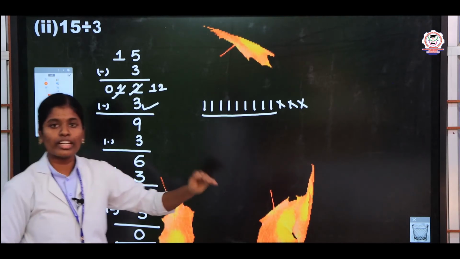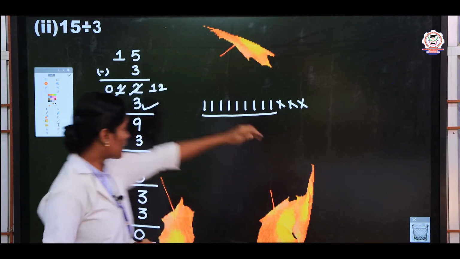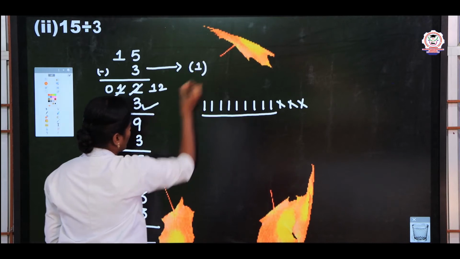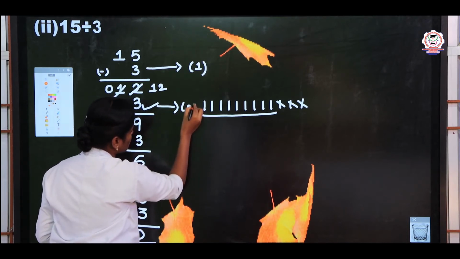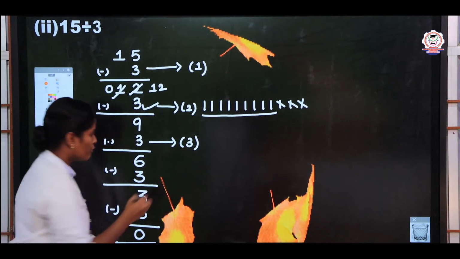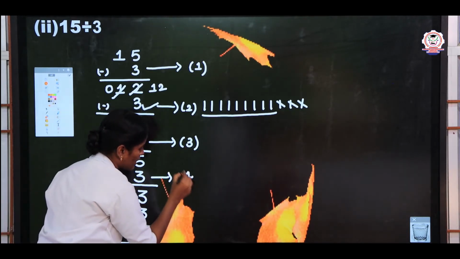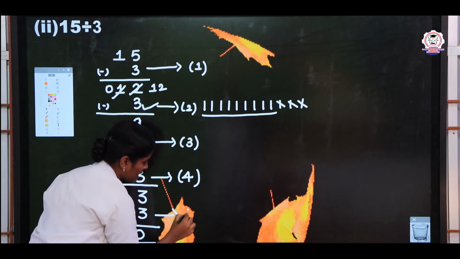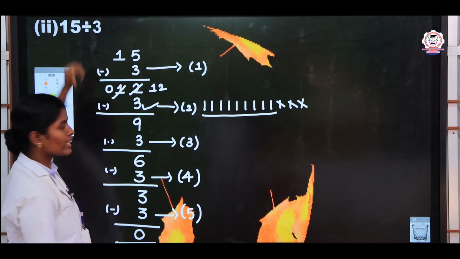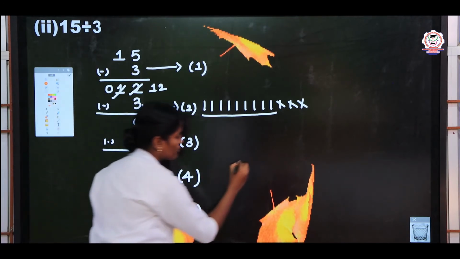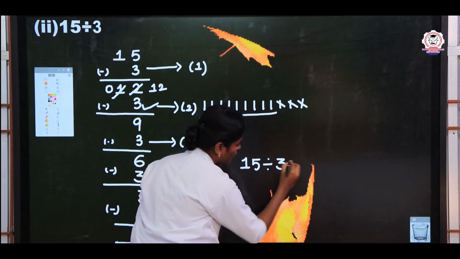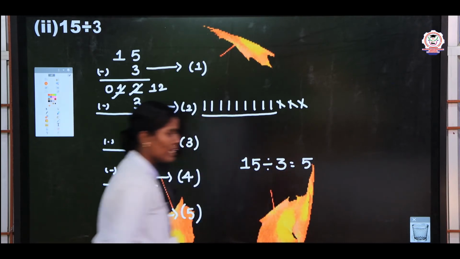Now listen here children. Here 3 we are subtracted 1 time and 2 times, then 3 times. Next 4 times. Next 5 times. So the answer is 5. Take and write the division fact. 15 divided by 3 equal to 5.